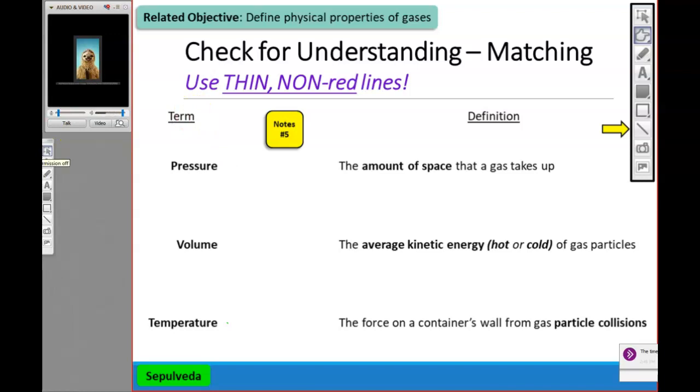Pressure. When we talk about pressure, we're talking about the force a gas particle's collision exerts on a container's wall. We talked about the scuba tank, the pressure on it and how it builds, and how eventually the gas can't get out and the tank will explode. The volume is the amount of space that gas takes up.